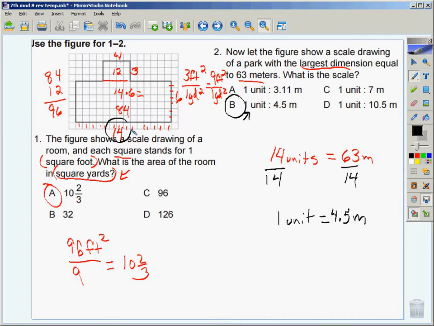Okay, on number 2, I took the longest dimension, which was 14 units going across the bottom. They said that longest dimension was going to be equal to 63 meters. But when I look at any of the comparisons, they don't want 14 units. They want how many units? 1. To convert this to 1 unit, I had to divide it by 14, which meant I had to take 63 and divide it by 14, which is where the 4.5 came from. Okay? Everybody good with 1 and 2?